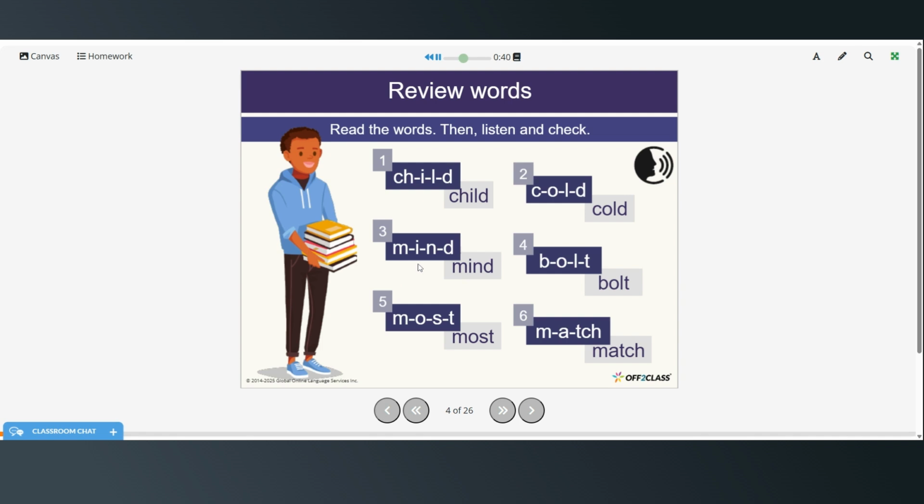m, I, n, d, mind. b, o, t, bolt. m, o, s, t, most. m, a, ch, match.